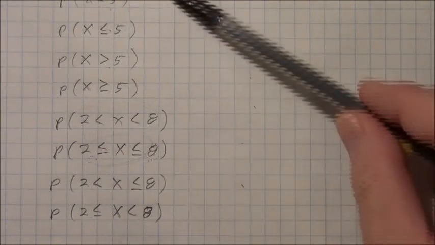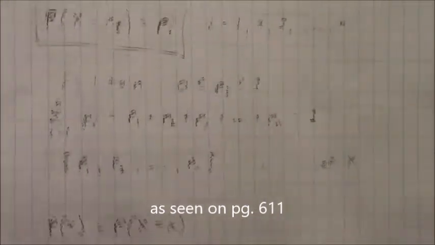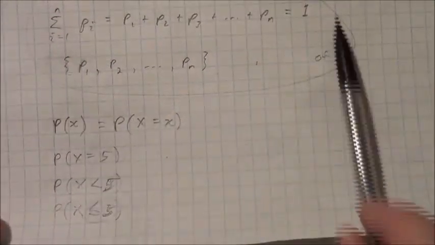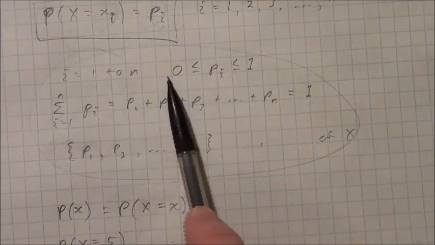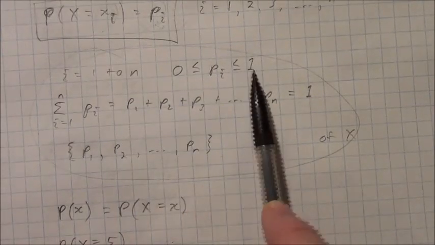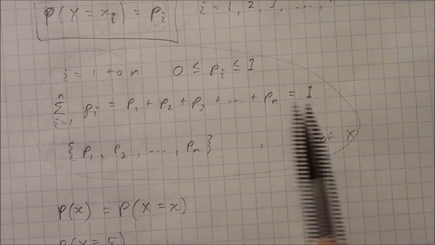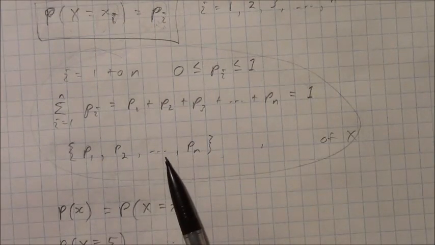This sort of terminology is important to get a handle on, and these three conditions are things that you're going to have to pay attention to: that the probability is definitely between 0 and 1, and that the sum of all those probabilities is definitely equal to 1. And then of course this just makes up the set of the probability distribution of X.